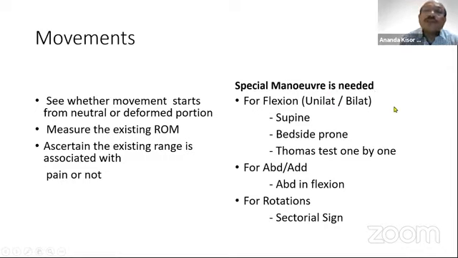What are the different methods by which we can test this? The most important answer is that we have to do the Thomas test one by one, disregarding the other side. This is the basic. Another is the bedside prone test. It is most important. This is the next one, especially for the child.